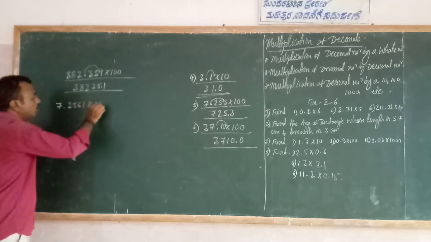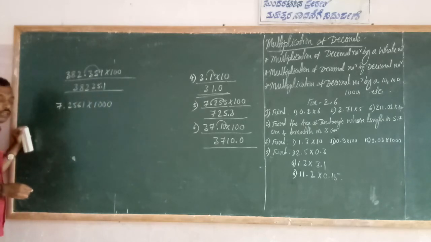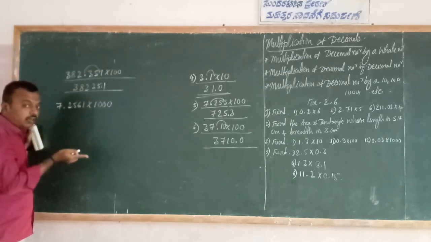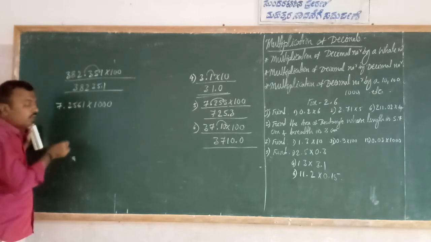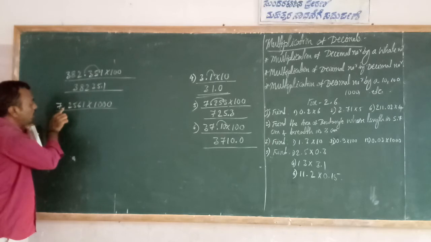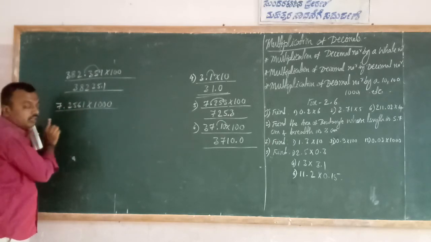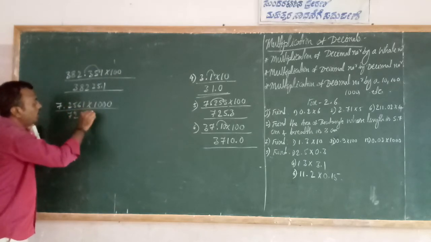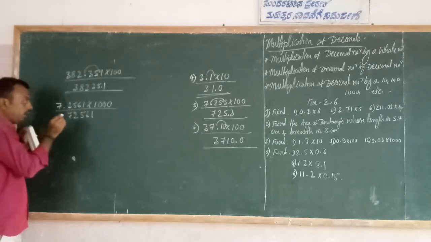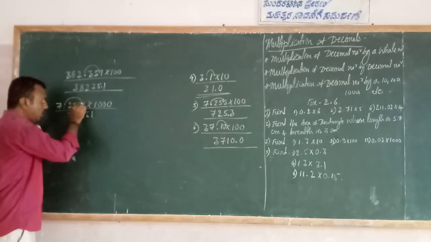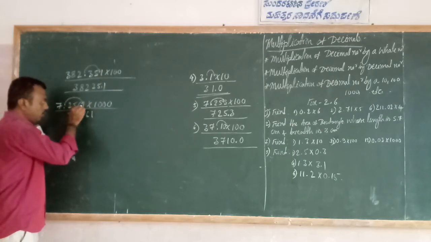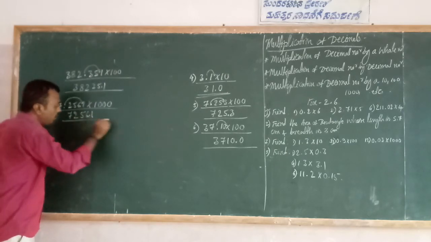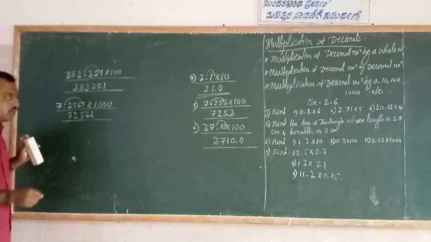7.2561 into 1000. If you are multiplying by 1000, how many 0s are there in the 1000? Three 0s. That's why we shift three digits forward. So first step: leave the decimal point and write the digits as they are, 7, 2, 5, 6 and 1. Now you should put the point. The point goes after three digits, so 1, 2, 3, then here. The point comes between 6 and 1, so 7256.1. Do you understand? So one more example.